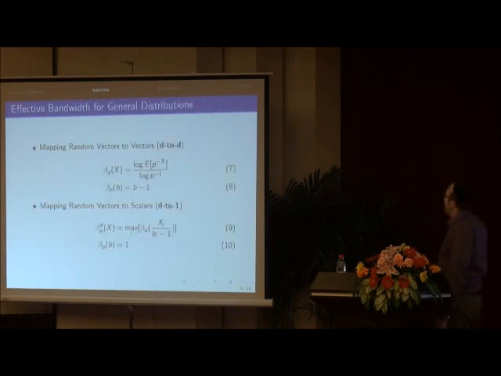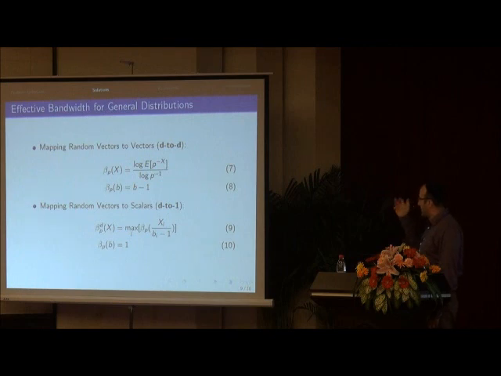So the effective bandwidth for a general distribution can map a random variable to a vector, where the vector is three-dimensional, by using equation 7 and equation 8. Or you can also map a random vector to a scalar using equation 9 and equation 10.